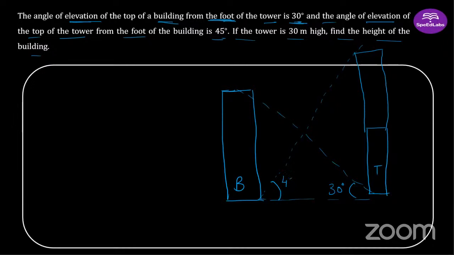This is 45 degree. If the tower is 30 meter high, we know the height of the tower, and they're asking us to find the height of the building. Try to find out how we can have it.